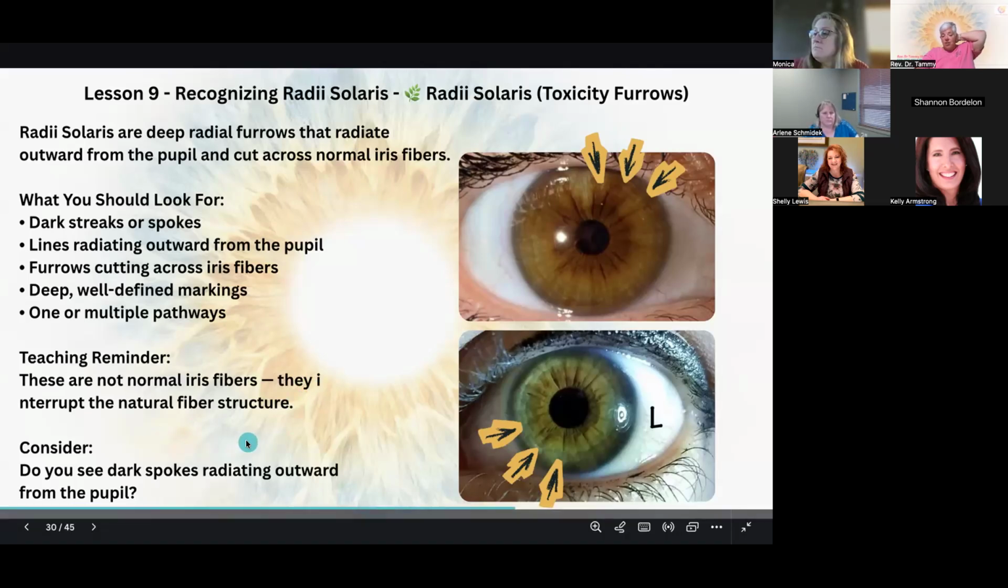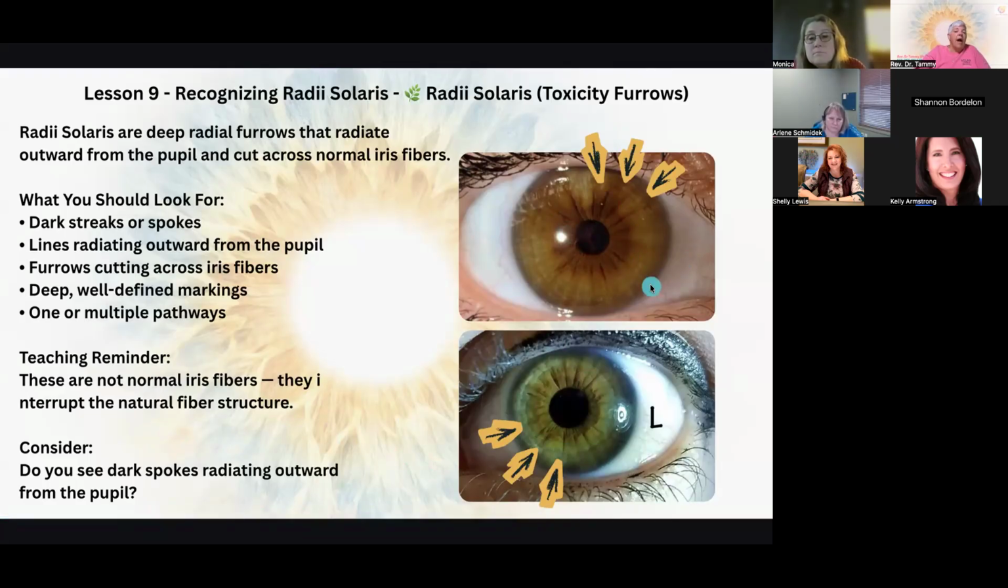So do you see dark spokes radiating outward from the pupil? If you do, there are some digestion issues going on. It would be probably a good thing to ask them if they have done a parasite cleanse. Don't automatically just go there. But most of the time when you see these streaks, they do have some parasite infestation.